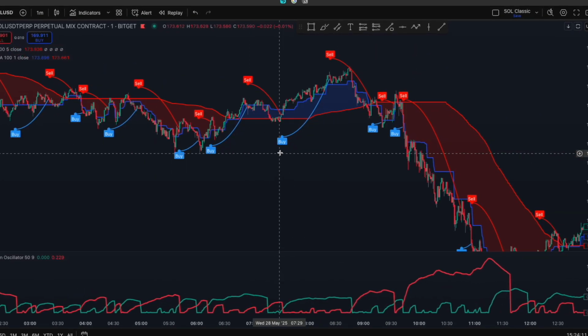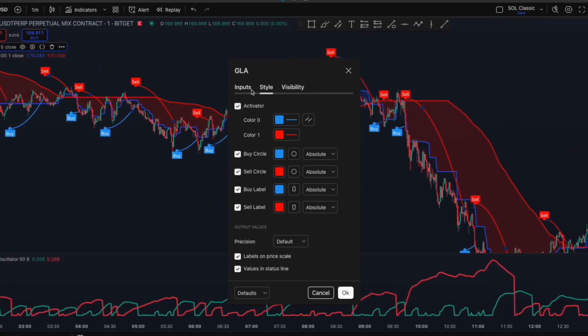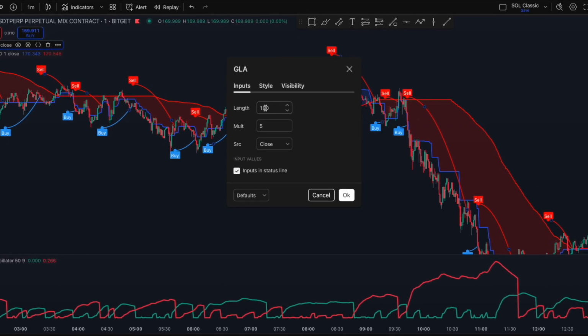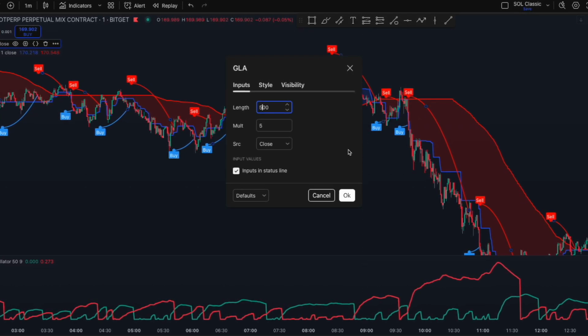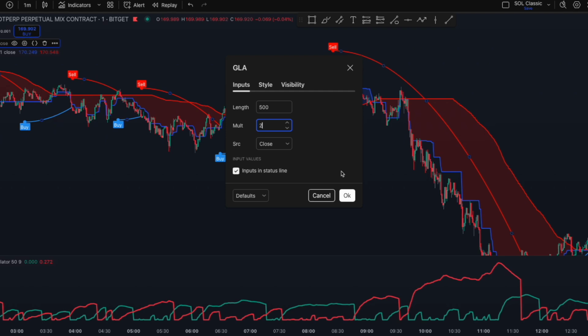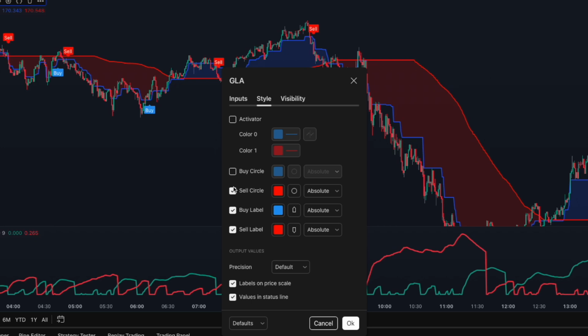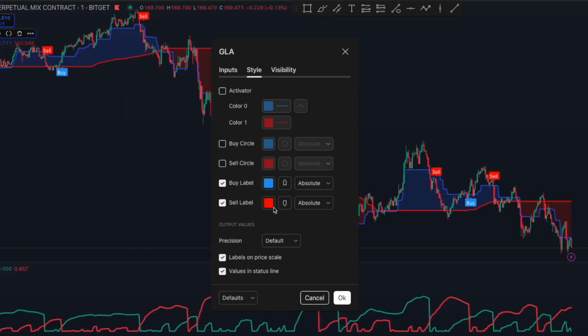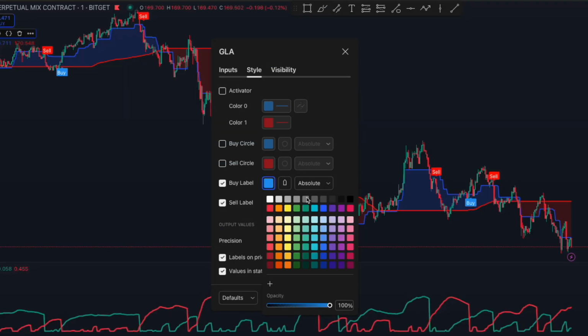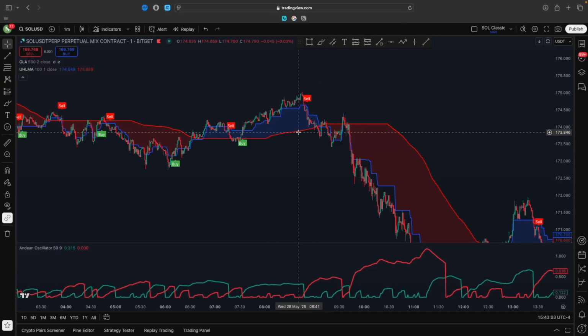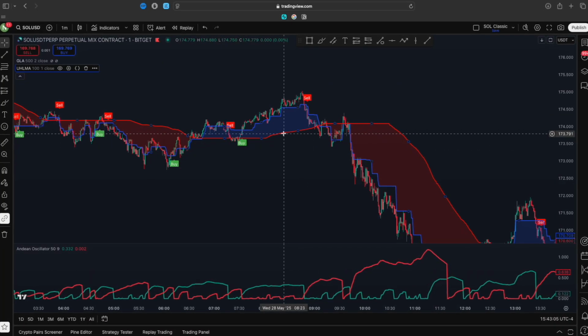Now let's configure the Buy-Sell indicator. Double-click to open its settings. In the Inputs tab, change the length from 100 to 500 and the multiplier from 5 to 2. Under Style, disable the first 3 options and change the buy label color to green, or leave it blue if you prefer. Next, let's adjust the settings for the moving average crossover.